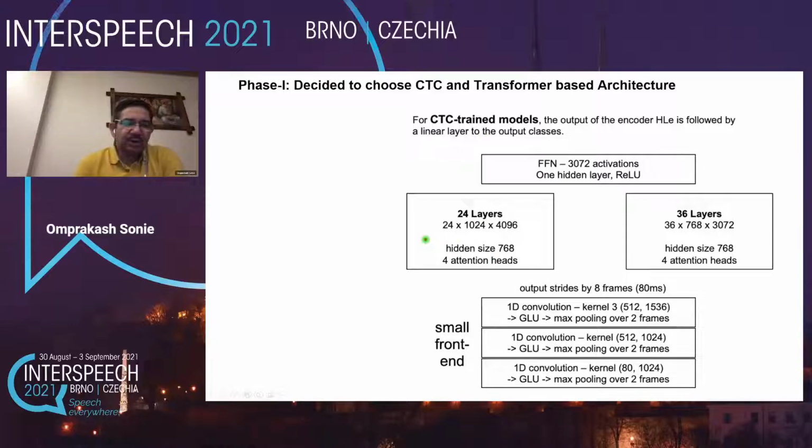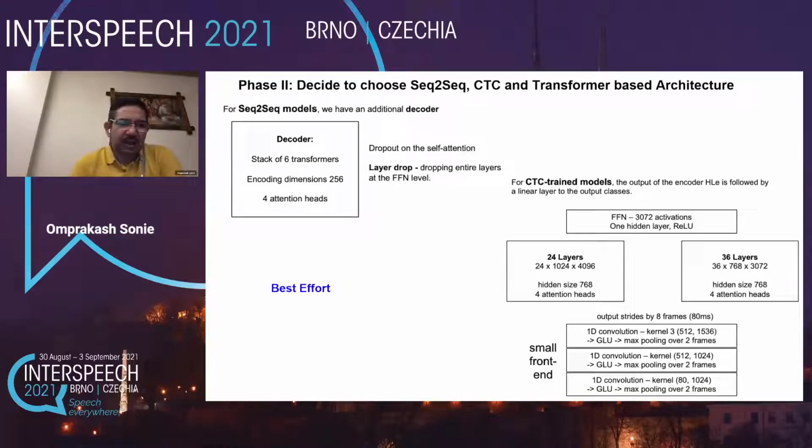Now for transformer, there are various architectures which are chosen. The numbers are already published for these two architectures. So 24 layers, hidden layer size of 768, and 4 attention heads, and then on top of that the size of the feed forward neural network was 3072. So this is the CTC trained model which I have chosen as the phase 1 for the experiment.